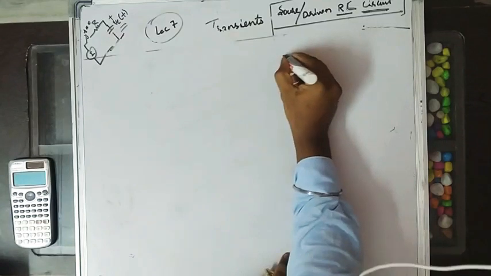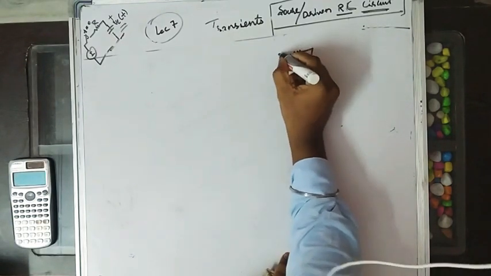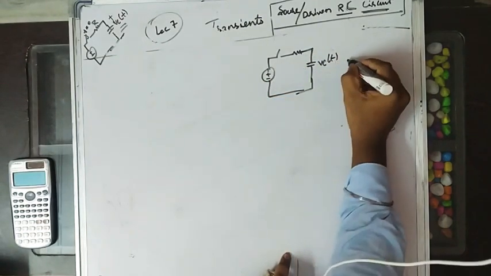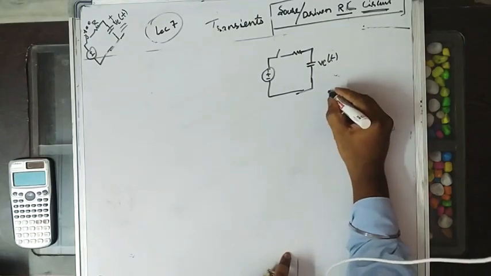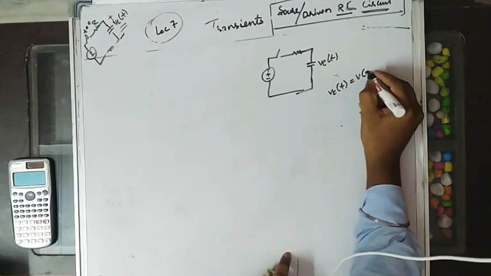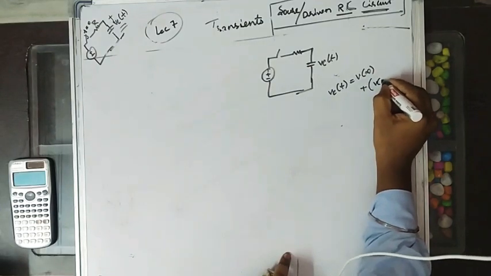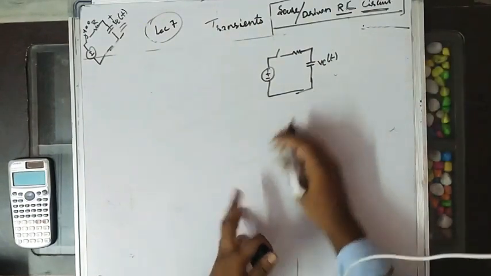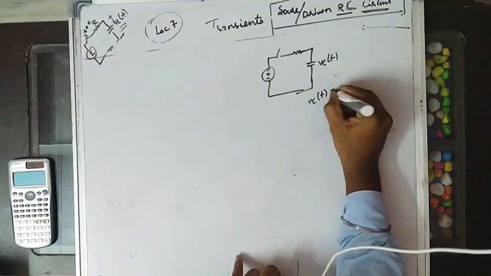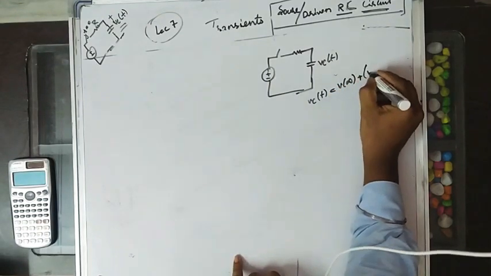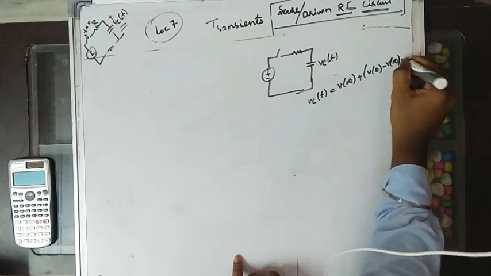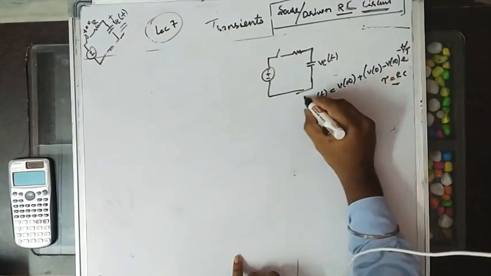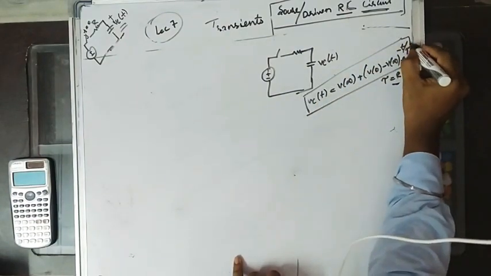You need to know that for any RC circuit driven by a source, the expression of Vc of t is Vc of t equal to V of infinity plus (V of 0 minus V of infinity) e power minus t by tau, where tau equals RC. You need to know this formula; memorize this formula for any case.